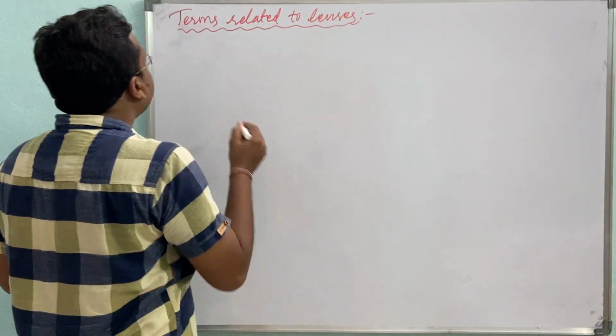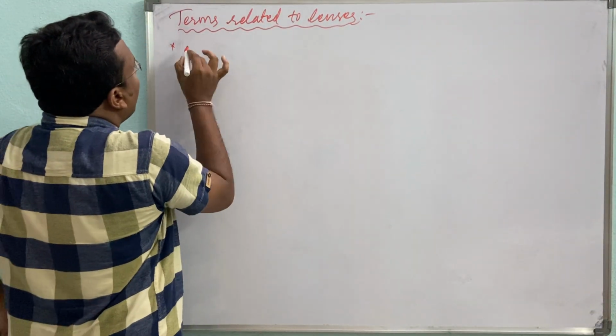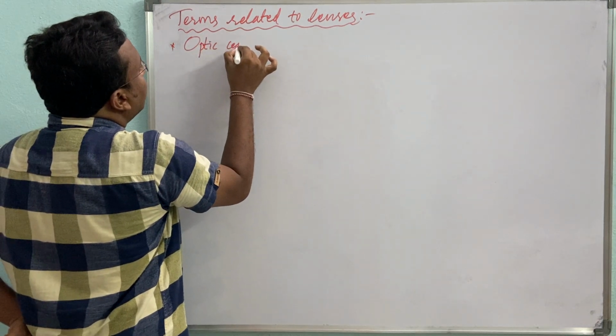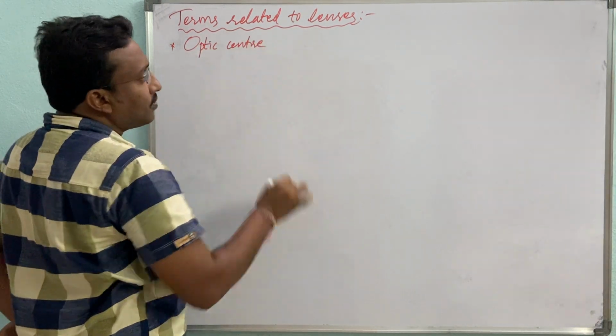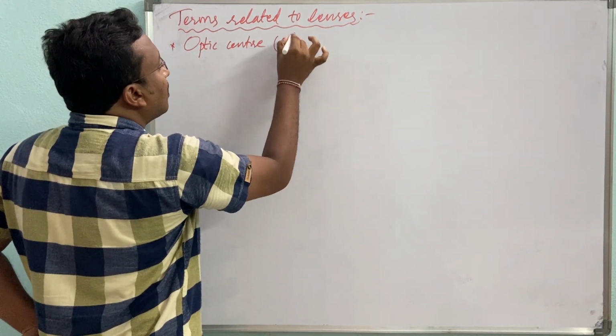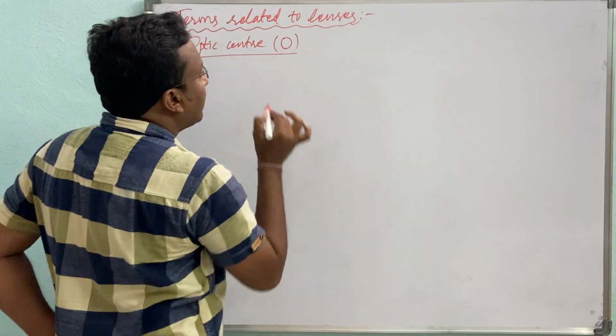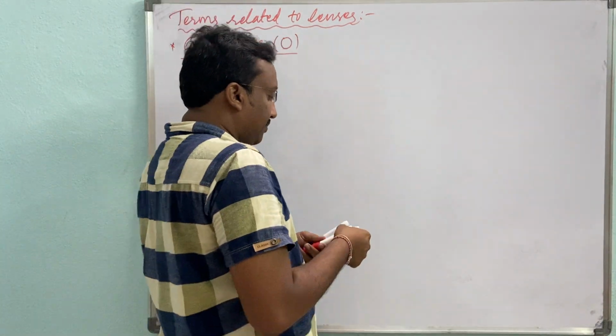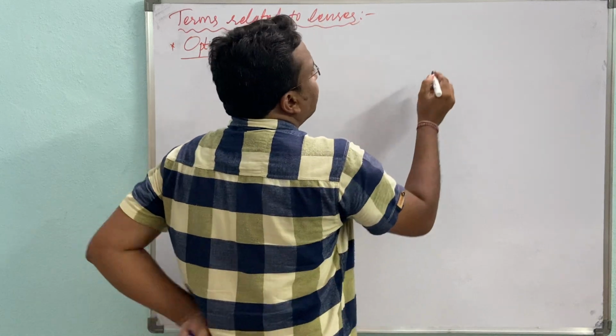First one, optic center. What is that? Optic center. It is designated with the letter O. Got it? Then see the convex lens.